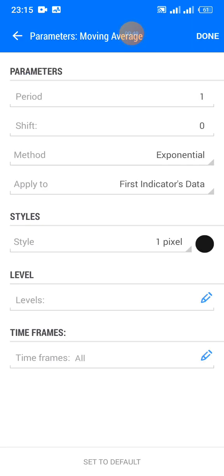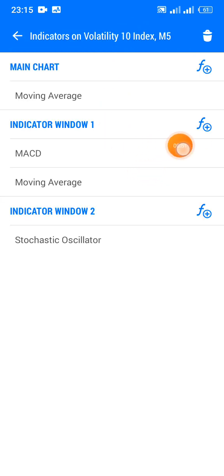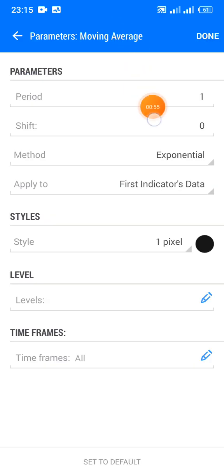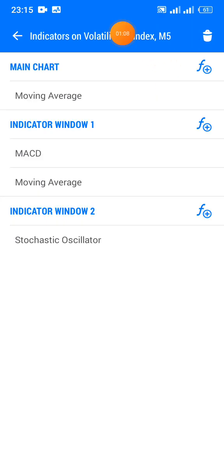And on the moving average in this first indicator window, you may take note of this one. On this moving average I'm not using default settings. The period is 1, method exponential, apply to first indicator data. Take note of the apply to over here, and that's the black one on my chart.